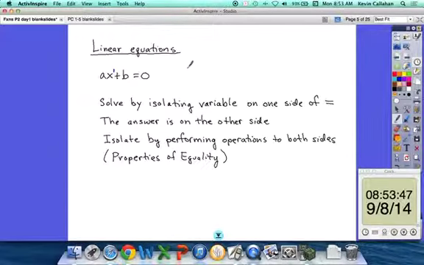So like we had on the last screen, 2x plus 1 equals 0. How do we solve it? By isolating the variable on one side. The answer will be on the other side. How do we isolate? We do operations to both sides, what we called last class the properties of equality. Add the same thing to both sides. Subtract the same thing from both sides. Multiply, divide, square, square root, flip. Whatever you do, you do the same thing to the other side.